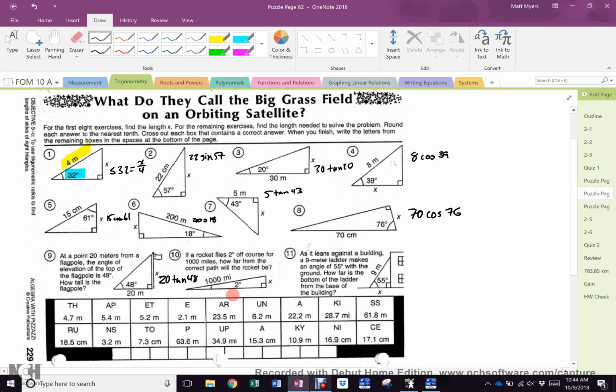Number 11 or 10. Sine. What would it be? The hypotenuse is on the bottom, right? So it's going to be 1,000 times sine. What about this one? Cos 55. The hypotenuse is always in the denominator, so since I know it, it's going to be 9 cos 55. Right? Okay.